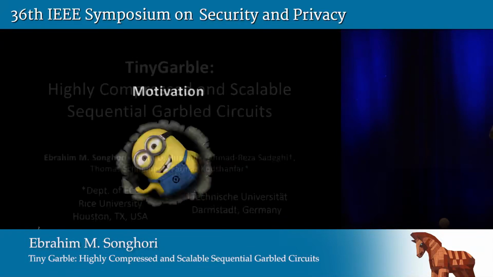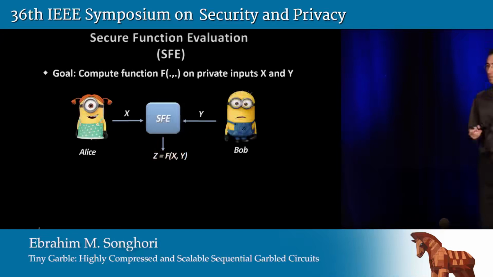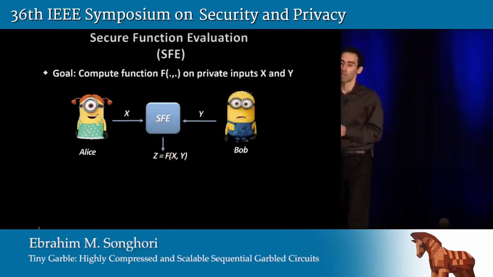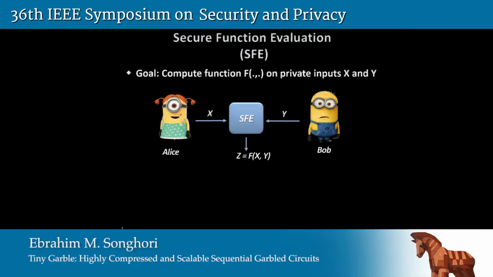Okay, let's look at the motivation behind this work. We want to solve the problem of secure function evaluation, or SFE. In SFE, the goal is to compute a function jointly between two parties on their private data. An example is Yao's millionaires problem, where two millionaires want to compare their wealth without letting each other know the amount of money they have in their bank account.